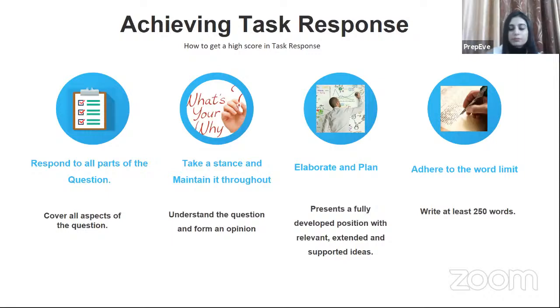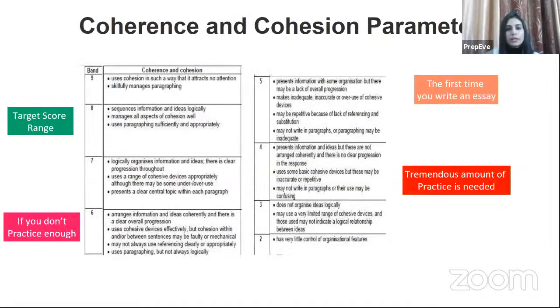Next up is your coherence and cohesion. Again, this is the cropped version of the same column, and you can go through it. Your target range should be 7 or above. Don't aim for 6 at all, because if you want to score 6.5 or 7, you need a 7 in all of your parameters.